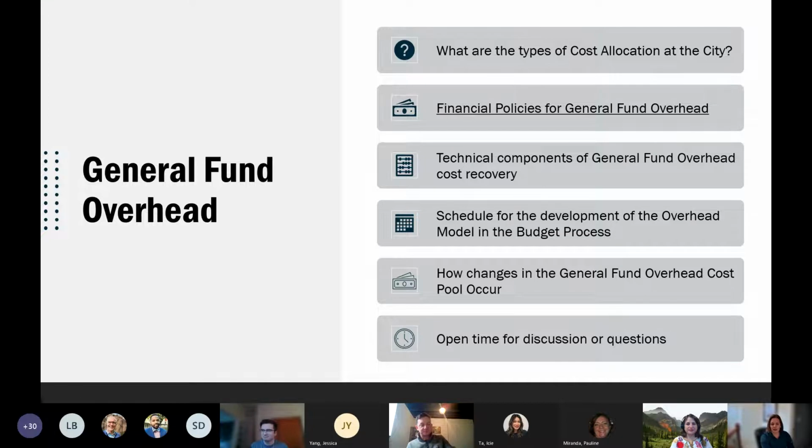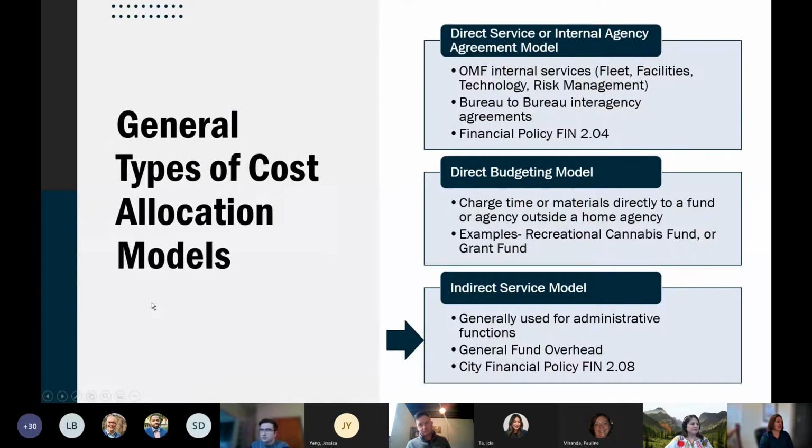So general fund overhead, a lot of these slides have probably some information you may want to also look at or read later. That might be small because there's a lot of technical information. So it's basically one of the types of cost allocation at the city. It is governed by city financial policies. So this is a link to the policy if you'd like to read the policy. There's some technical components we'll go through on general fund overhead cost recovery. The schedule and development of the overhead model for the budget process, and then how changes in the overhead cost pool occur throughout the process.